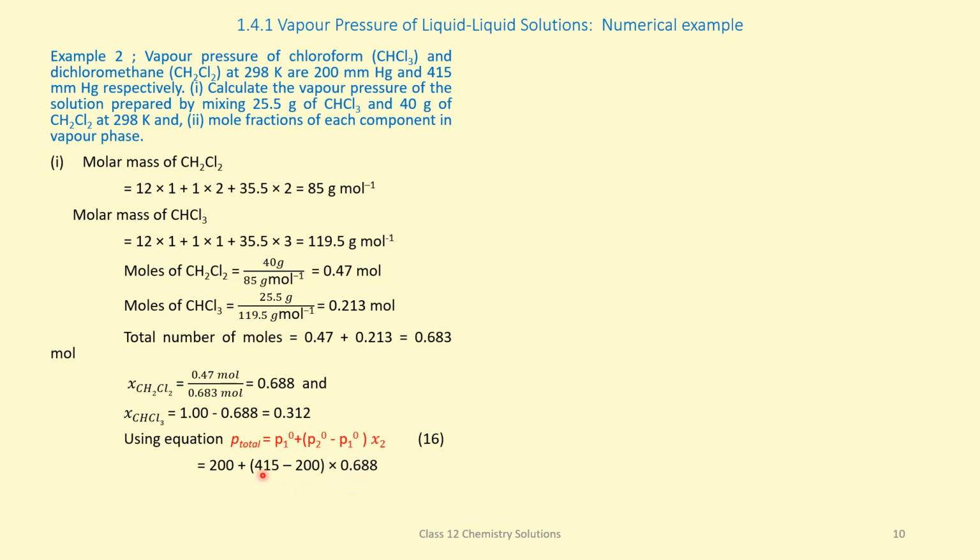P2 naught is given as 415 mmHg, and minus 200 is the pressure of CHCl3. That becomes 200 plus, simplifying this, 147.9, that is equal to 347.9 millimeters of mercury. That is the answer for the first part that we have calculated.